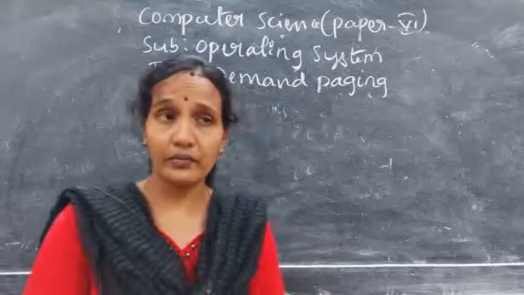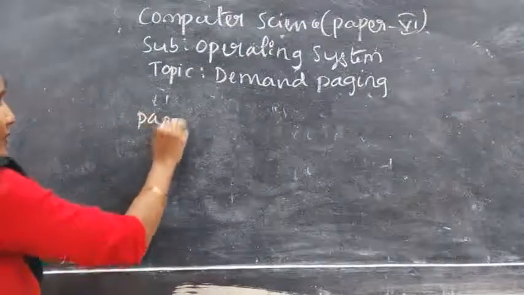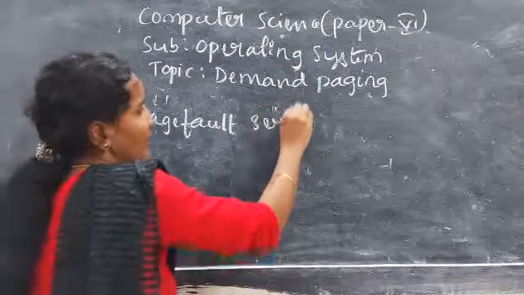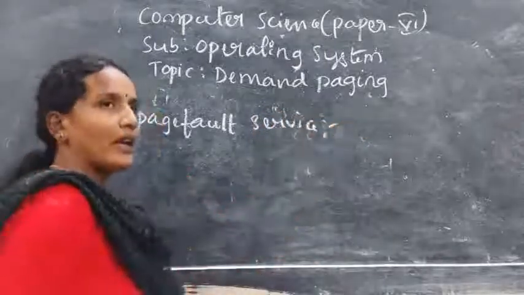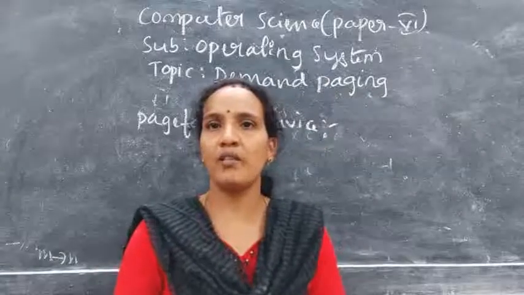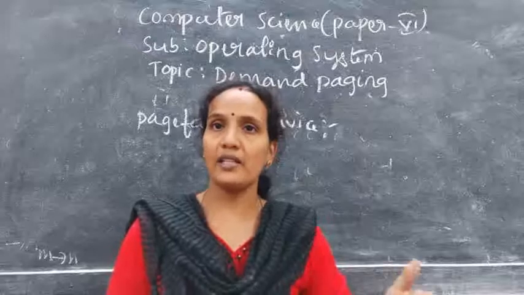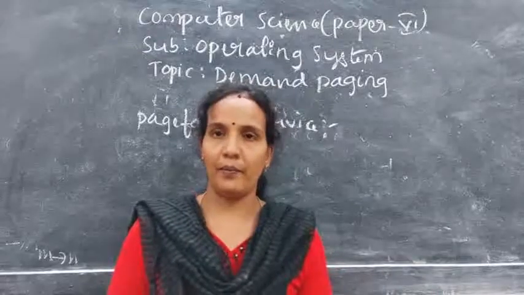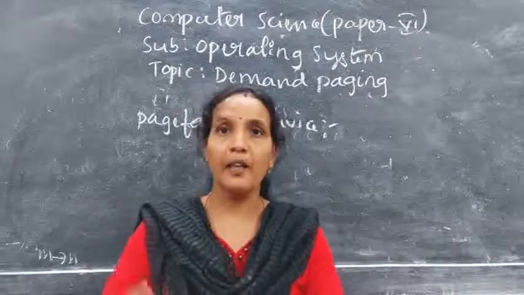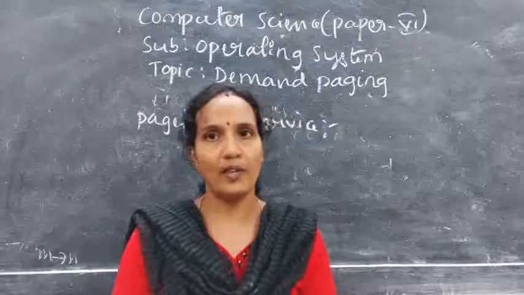Now, next, one more topic is there, page fault service. What is a page fault service? As I already explained, what is the page fault? The user is requesting a page. The user wants to execute one page. That page does not exist in the main memory. Then that page should be transferred from secondary memory to the primary memory, main memory. Who will transfer? The operating system will transfer.